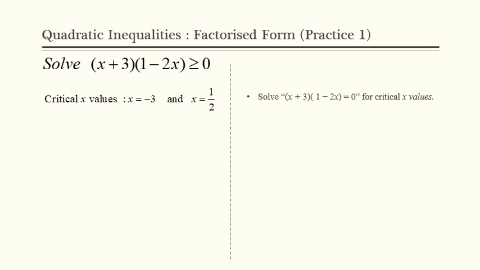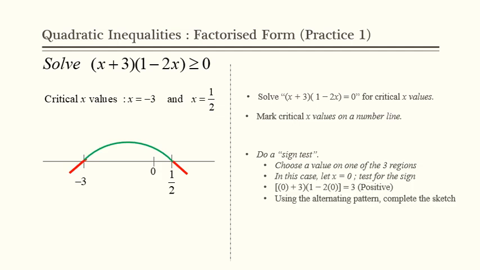To solve this quadratic inequality, step 1, find the critical x values. Step 2, mark the critical x values on a number line. Step 3, do a sign test. In this case, x equals 0 remains a good value to substitute to test for the sign. Use the alternating pattern of the quadratic function. Complete the sketch.